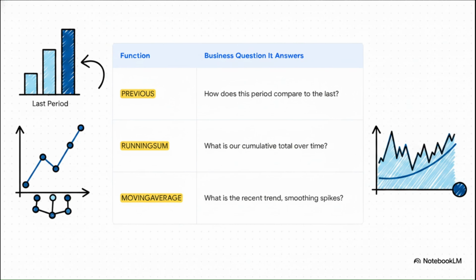Okay, and this is where the magic really starts to happen. Power BI has these built-in templates that answer really common business questions with just a click. Want to compare to the last period? Use PREVIOUS. Need to see a cumulative total? RUNNINGSUM. Trying to smooth out the data to spot a trend? That's MOVINGAVERAGE. It's all right there for you.